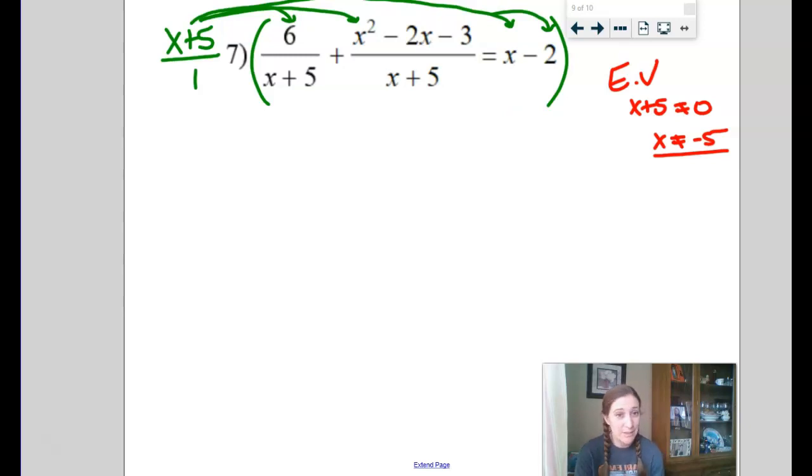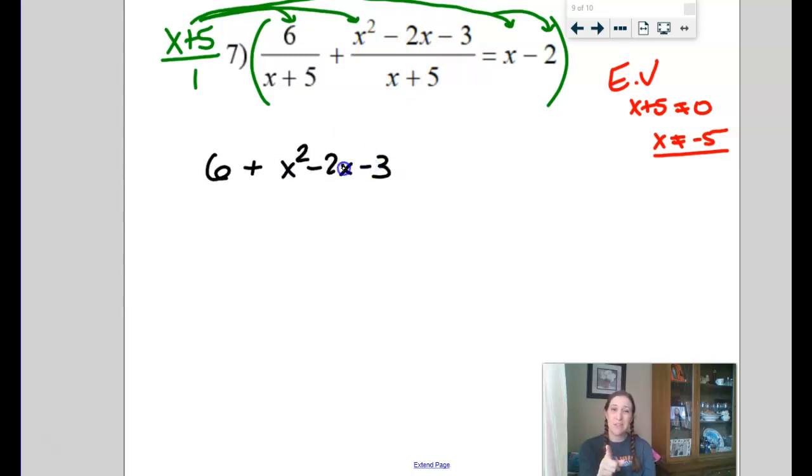Instead of writing down everything, I'm only going to write down what doesn't cancel. So in this first fraction, the x plus 5s cancel each other out, so I'm only going to write down the 6. And then in this next fraction, again, the x plus 5 cancels with the other x plus 5, so I'm just going to write the x squared minus 2x minus 3.